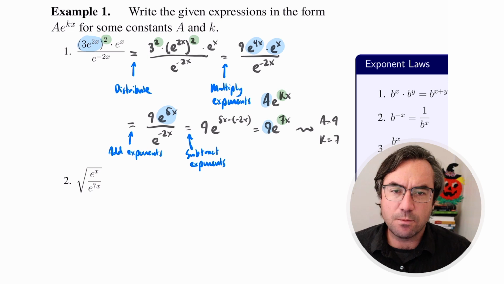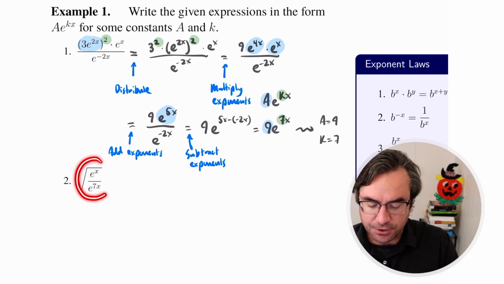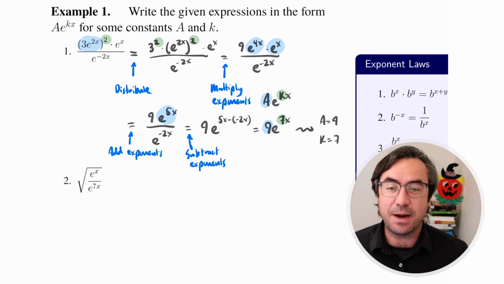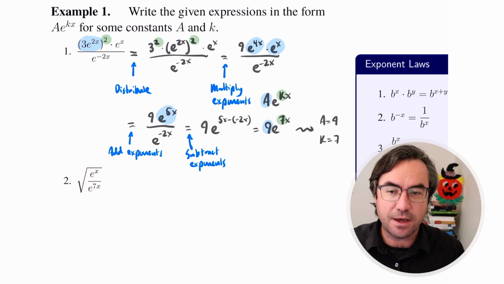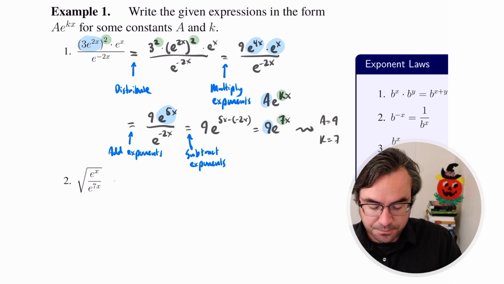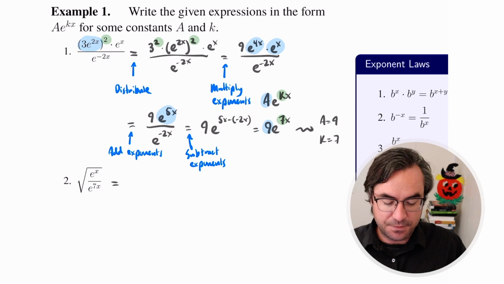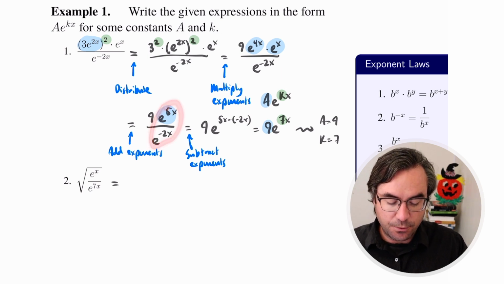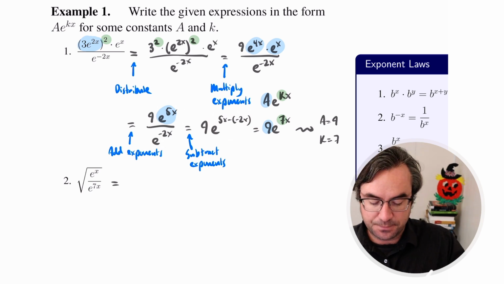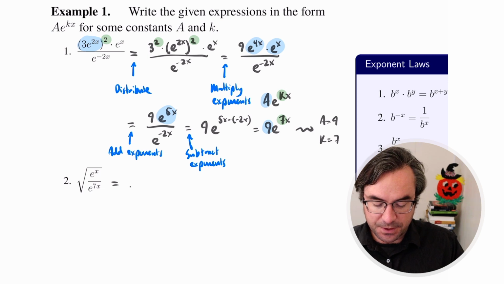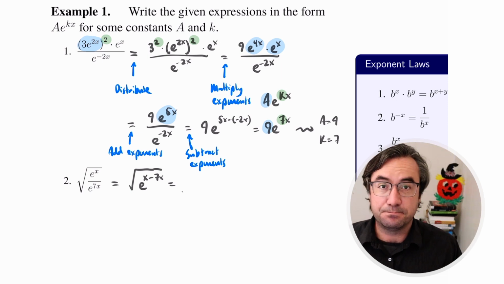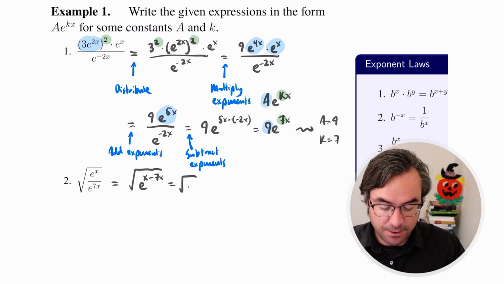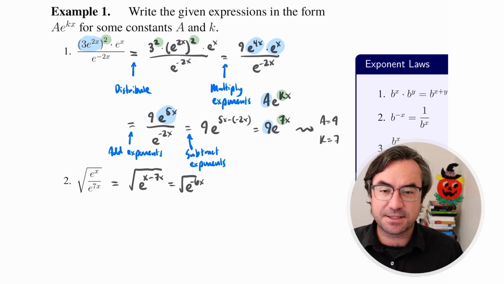All right, let's try one more, just to get a little more practice. So here we have the square root of e to the x divided by e to the 7x. So first thing, we have division under the square root there. So we can simplify that by same process we did with this. We subtracted the exponents. So we end up with square root, and if we subtract, we get x minus 7x. And if we do the subtraction, we get square root e raised to the negative 6x.